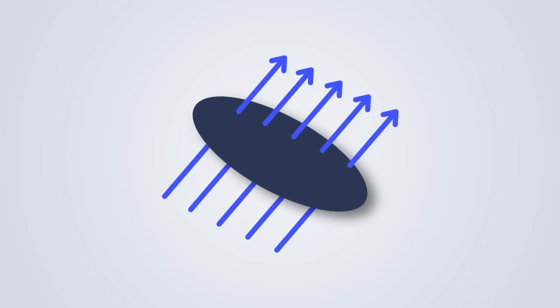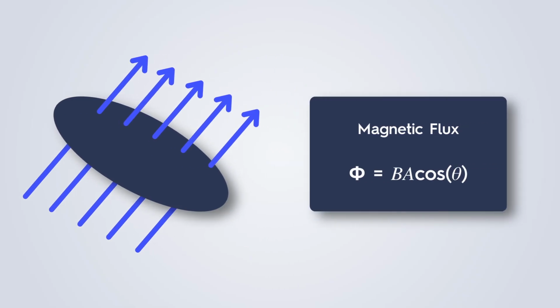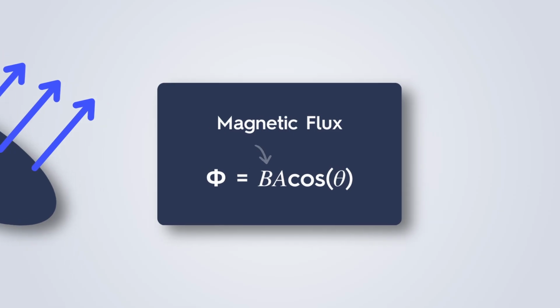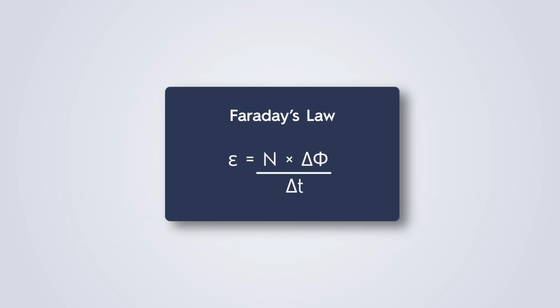Here's the big idea. A voltage or EMF appears only when magnetic flux through a loop changes. Magnetic flux is how much magnetic field passes through a loop's area. It depends on three things: field strength, loop area, and angle between the field and the loop's normal. Faraday's law puts that into a rule.